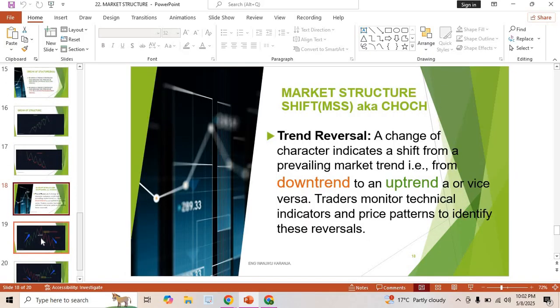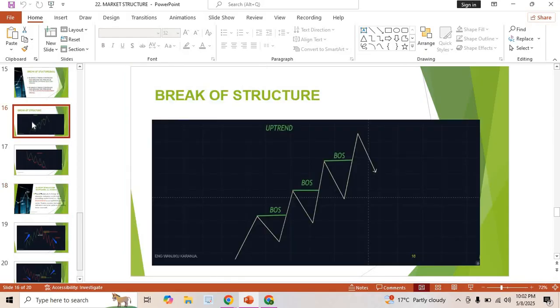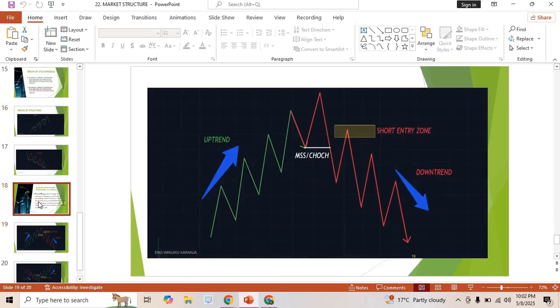Then let's look at this other thing called the market structure shift or the change of character. You'll find some people will call this a market change of character, and there are so many other videos that will have it. But as long as you can understand this, it doesn't matter whatever term you call it, as long as you can spot this in the market and know that it has broken this, the term is of less importance.